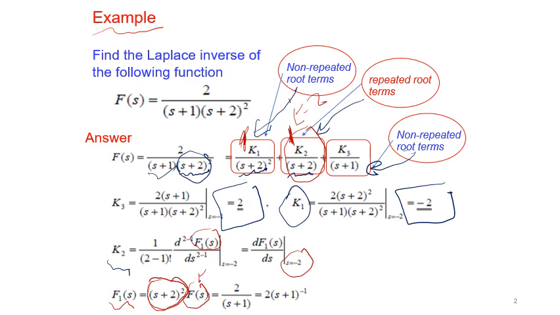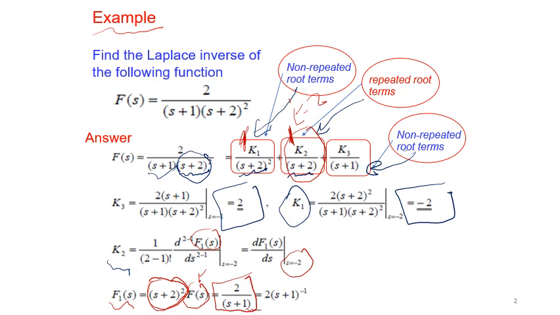So when we multiply it, of course, (s+2)^2 will be cancelled with (s+2)^2. The remaining will be 2 over (s+1). So f1(s) equals 2 over (s+1), which can be written as 2 into (s+1) to the power minus 1. Let's just take this (s+1) up.